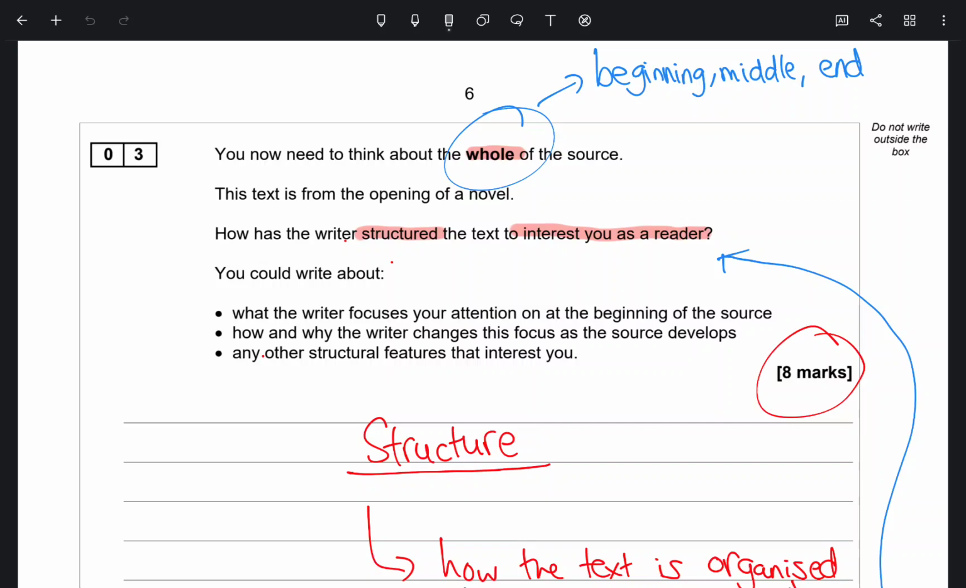Now, question 1 will always ask you to list 4 things you understand about X. It could be about a character or the setting. So that's question number 1. Very simple, it's from specific lines.